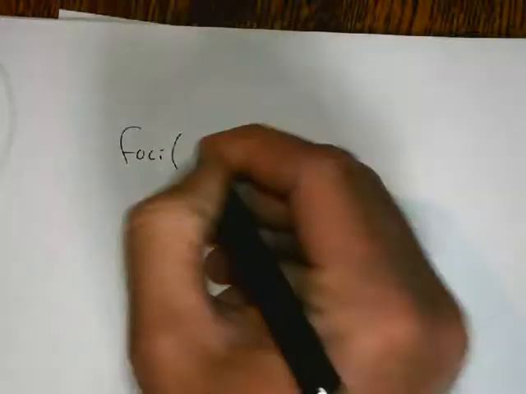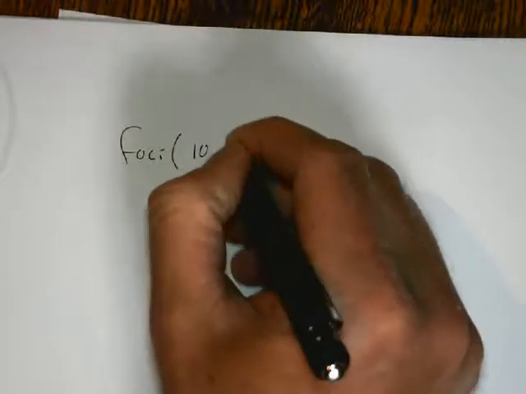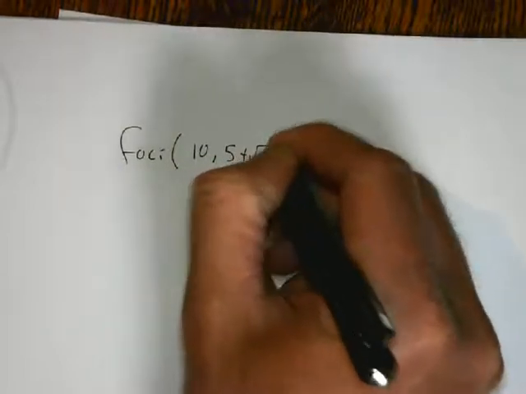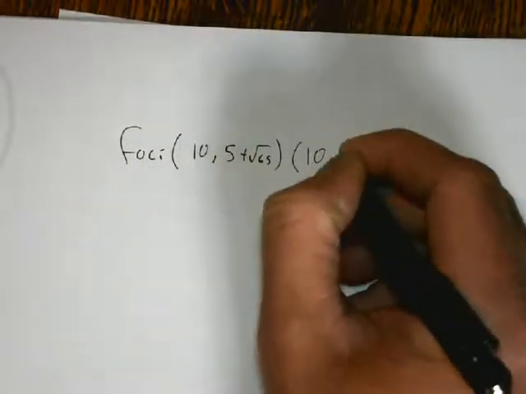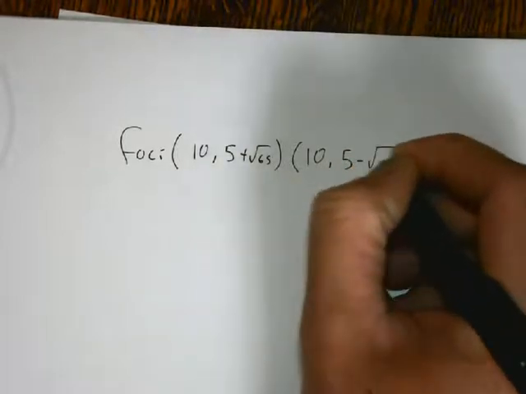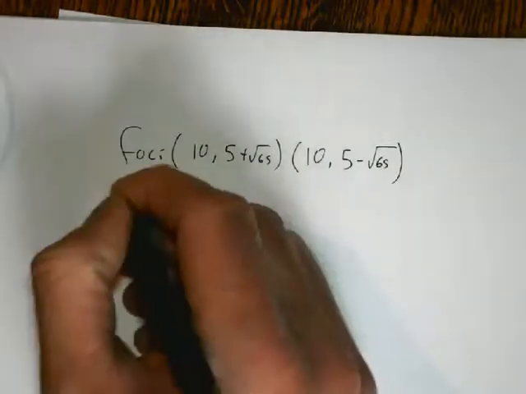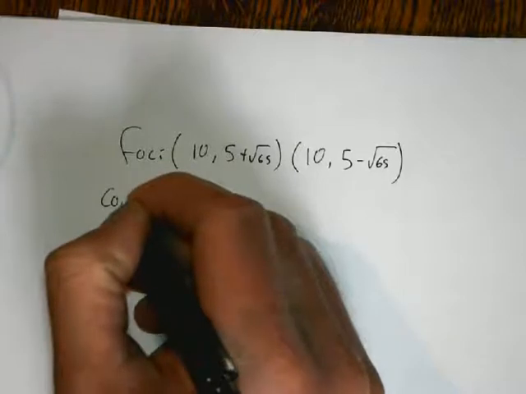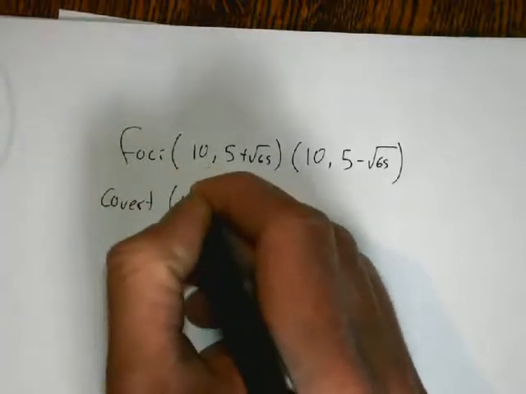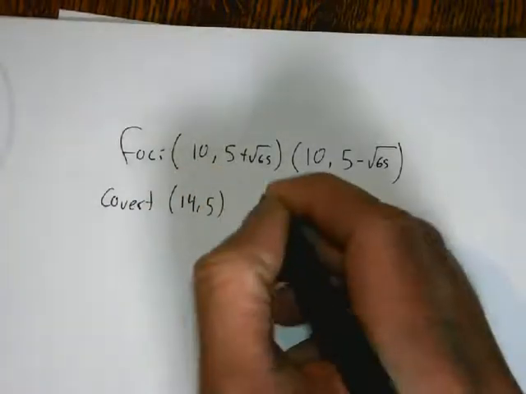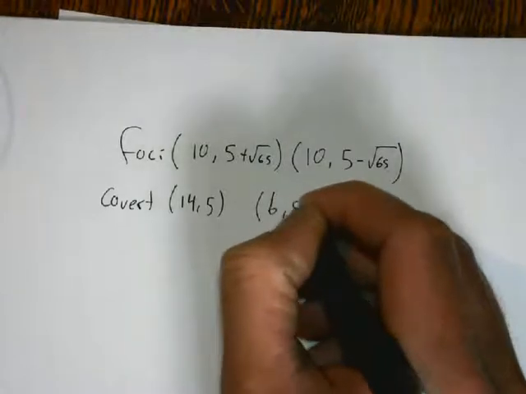Focus, or foci, excuse me, at (10, 5 plus the square root of 65) and (10, 5 minus the square root of 65). Covertices at (14, 5) and (6, 5). So we start with that.